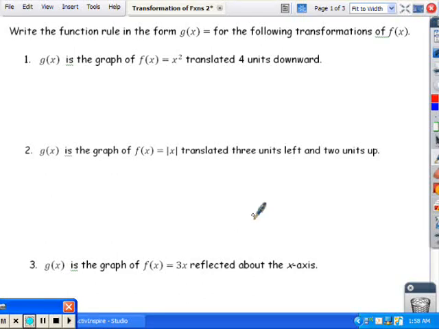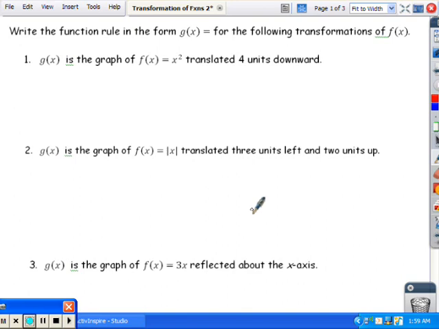Good morning. Yesterday we looked at the transformation of a function from its parent function, and we looked at writing the rule for that transformed function, describing that transformed function, as well as graphing that transformed function. Today we want to generalize that to any function, not just the absolute value and the quadratic functions.